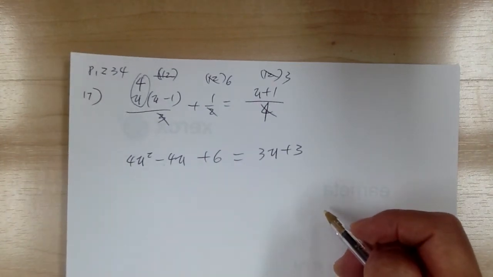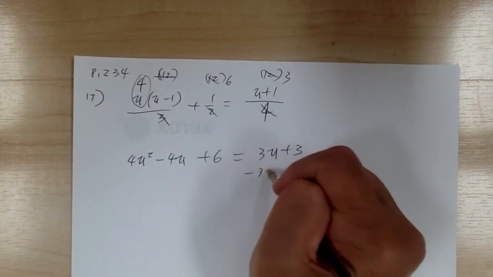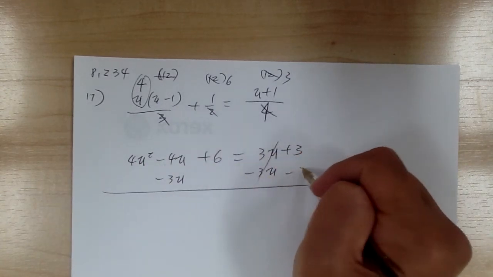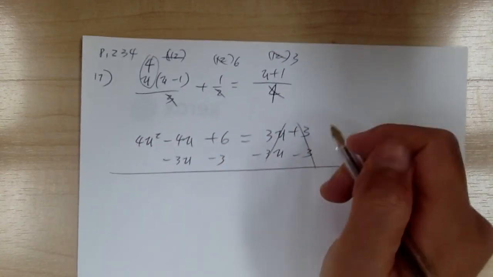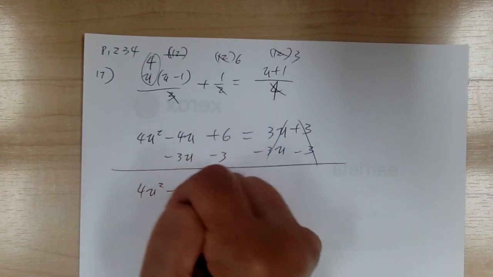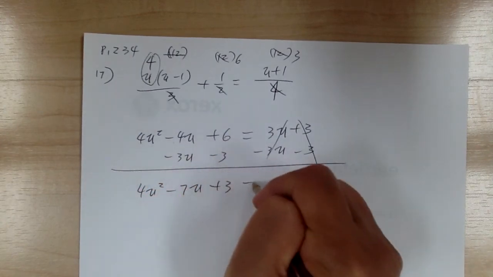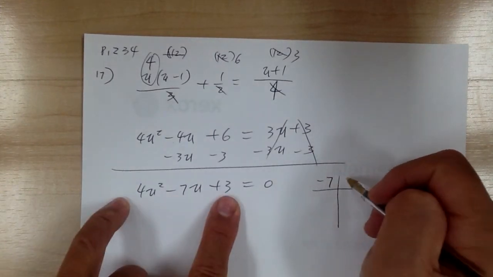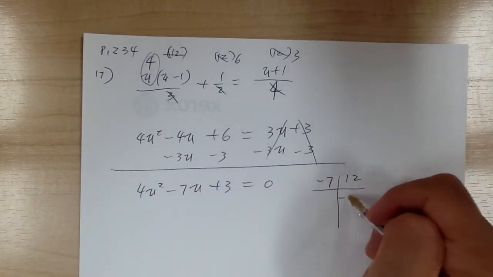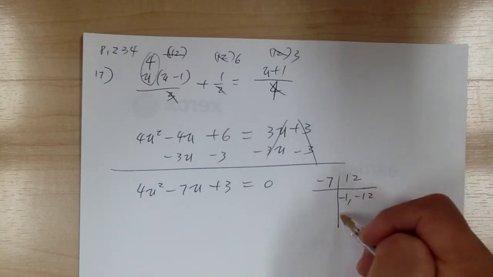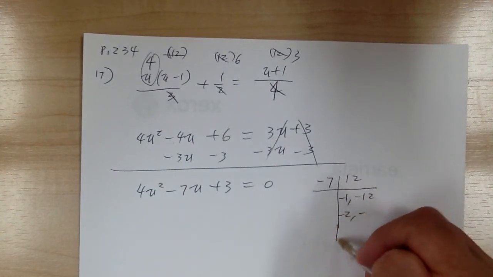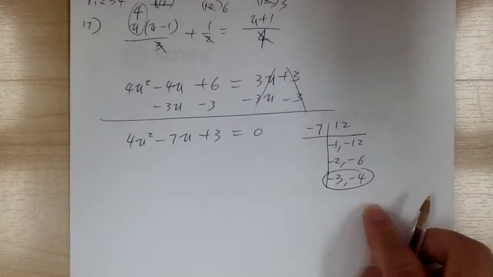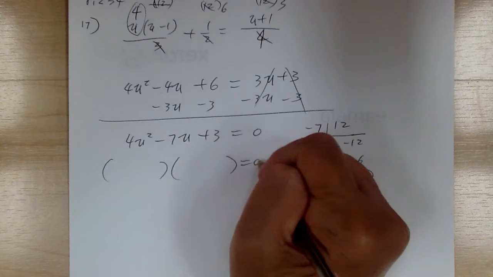So you can make it equal to 0, so we can factor. So minus 3u, and this cancels out, minus 3, so this cancels out. So you got 4u squared minus 7u plus 3 equal to 0. Do your master product, so it would be negative 7, this would be 12. So try negative 1, comma, negative 12; negative 2, comma, negative 6; negative 3, comma, negative 4, and that's the one. Okay, so you can go and break it up.